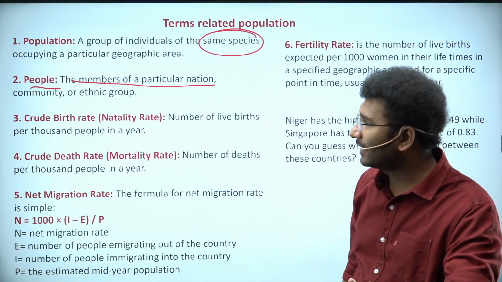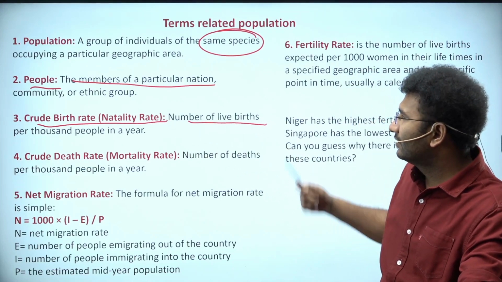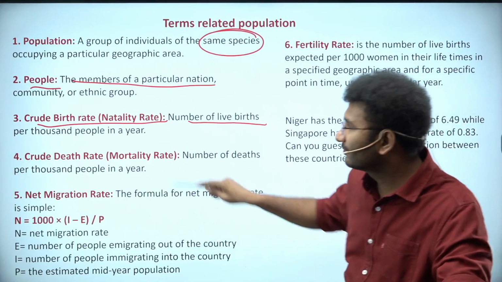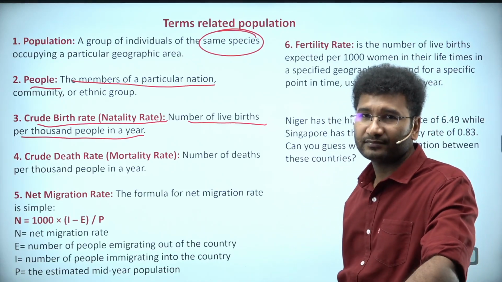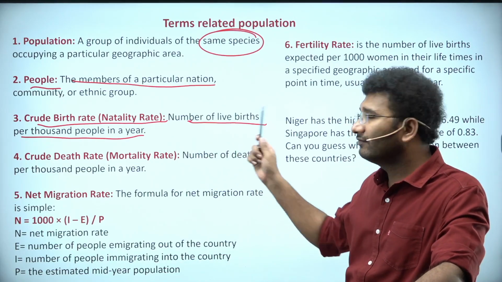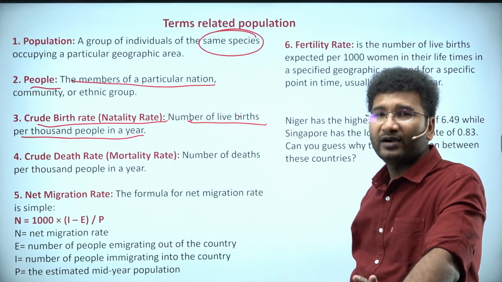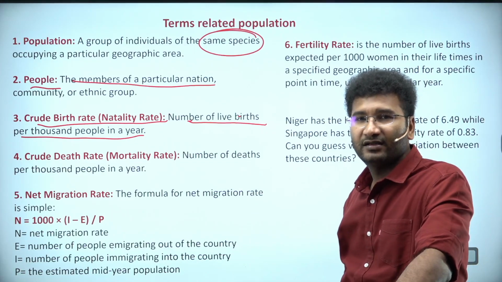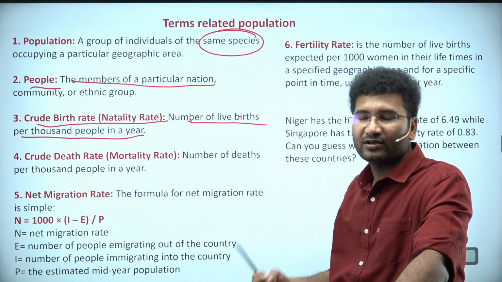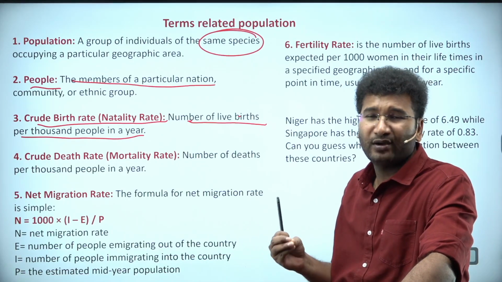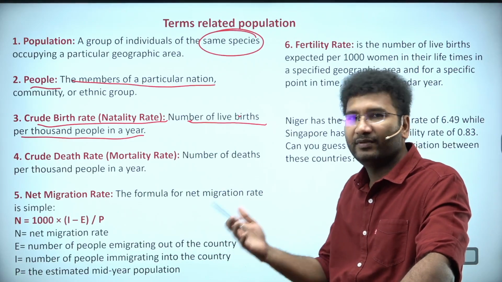Likewise, what is crude birth rate? The number of live births per 1000 people in a year. This is called crude birth rate, right? The number of live births per 1000 people in a year, right? What is live birth and what is stillbirth? Stillbirth means when a child is born, the child has already lost his or her life. That is called stillbirth. Live birth means the child is alive after the birth is given by the mother.